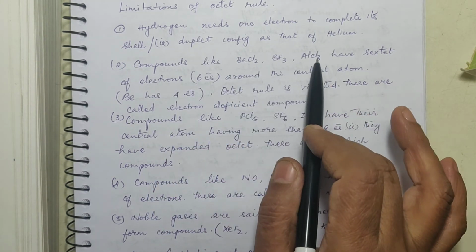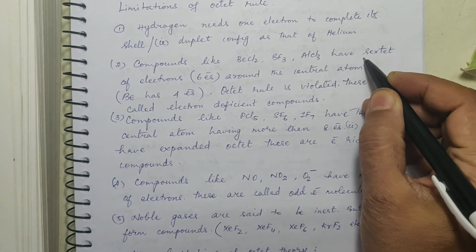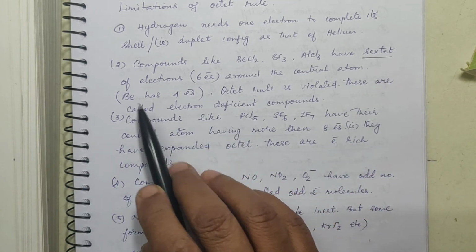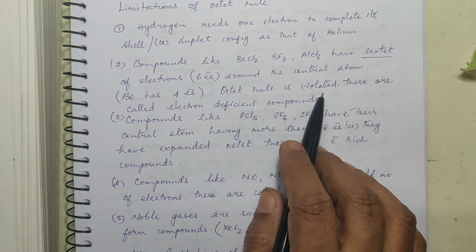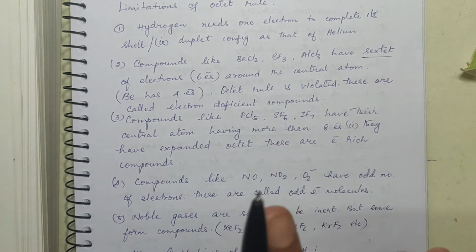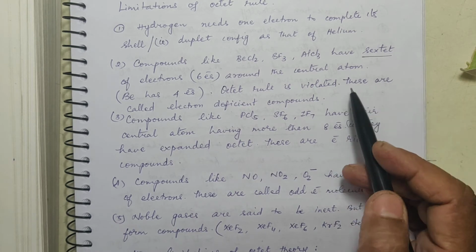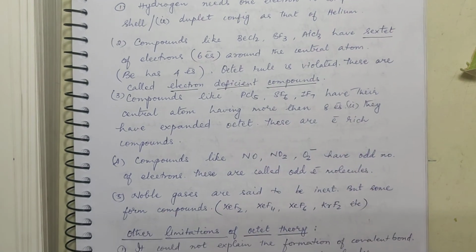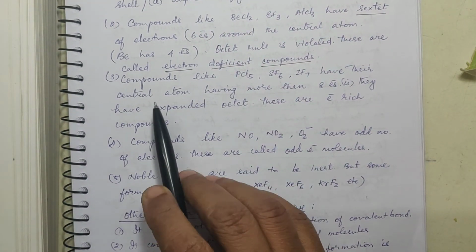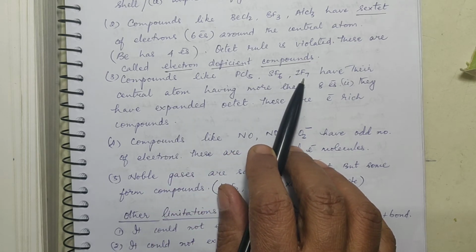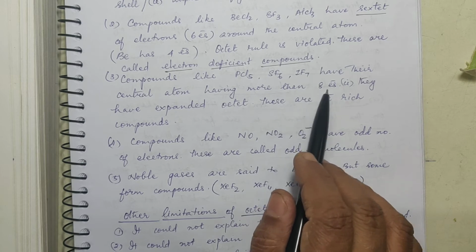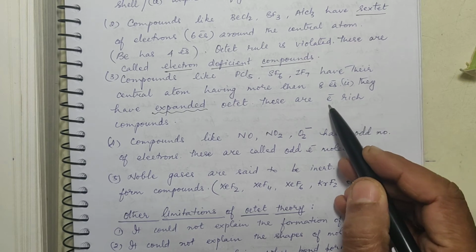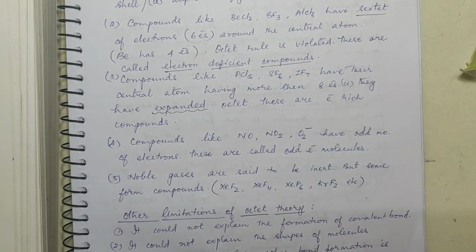Compounds like BeCl2, BF3, AlCl3, they have sextet of electrons. Sextet means 6 electrons, right? Around the central atom. Beryllium has 4. So octet rule is violated. They are not having octet configuration. 8 electron configuration is not there. So such compounds are called electron deficient compounds. Then third limitation is compounds like PCl5, SF6, IF7, they have their central atom having more than 8 electrons. So they have an expanded octet. So they are considered as electron rich compounds, right?